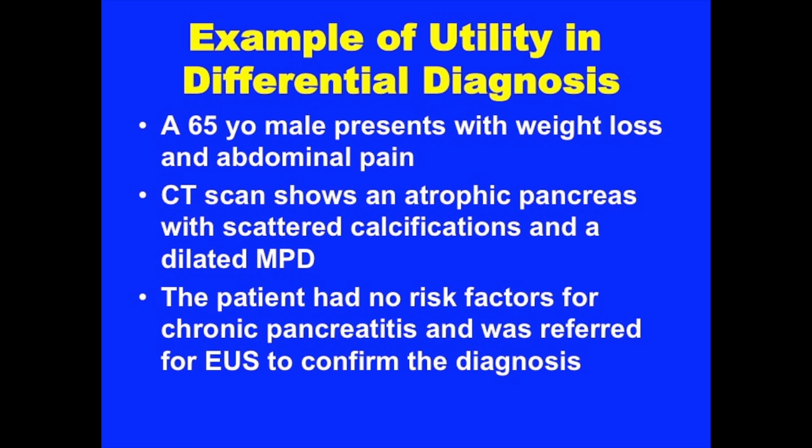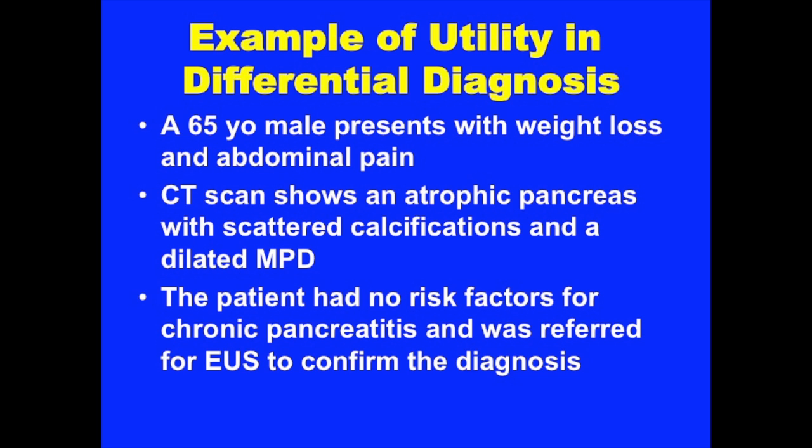Let me give you an example that we saw 2 weeks ago. This was a 65-year-old male who presents with weight loss and abdominal pain. A CT scan shows an atrophic pancreas with scattered calcifications and a dilated main pancreatic duct. But these calcifications were tiny. They were actually on the outer contour of the pancreas in the body and tail. There were very few of them, and the PD was markedly dilated without evidence of a focal stricture. So they were concerned that there was something else going on in this patient.